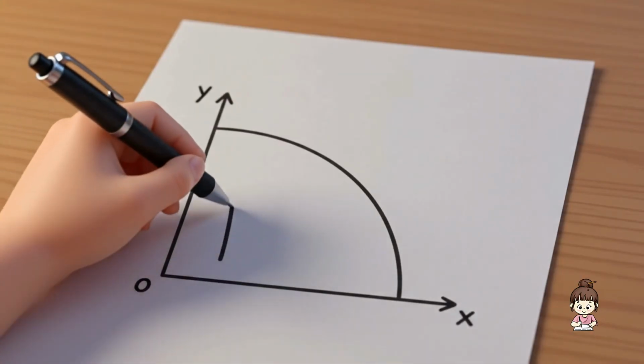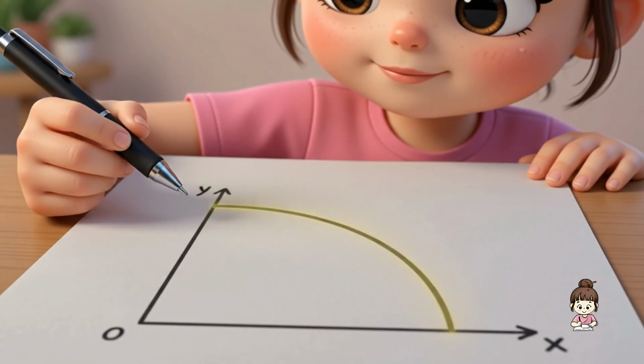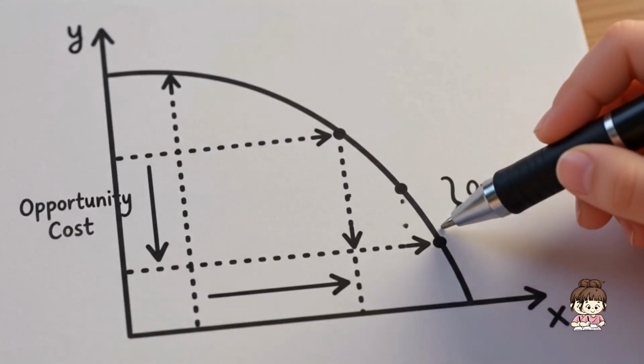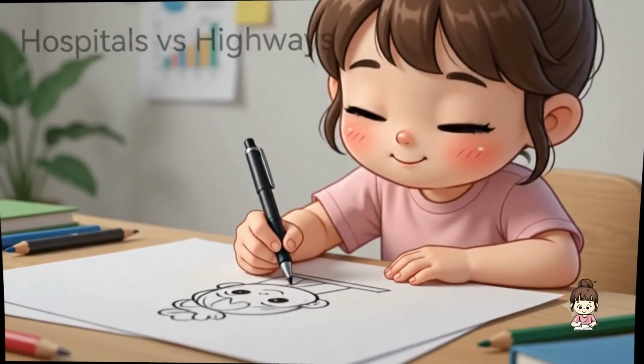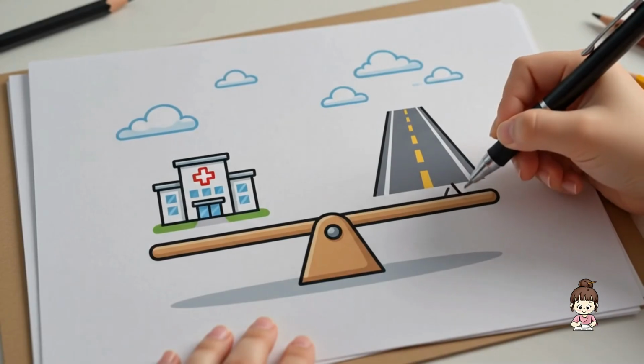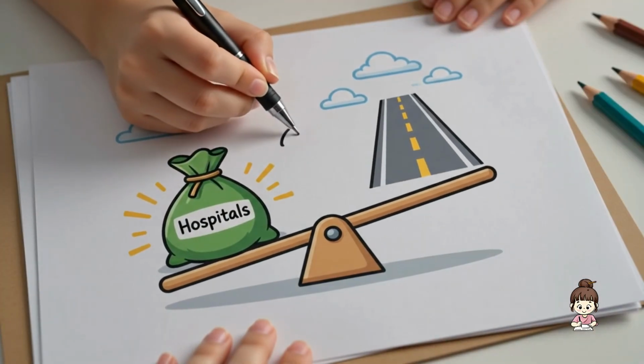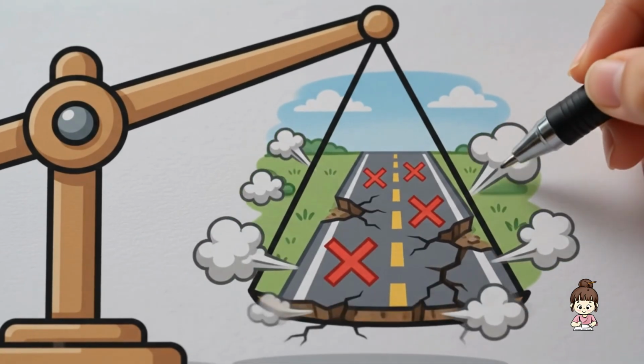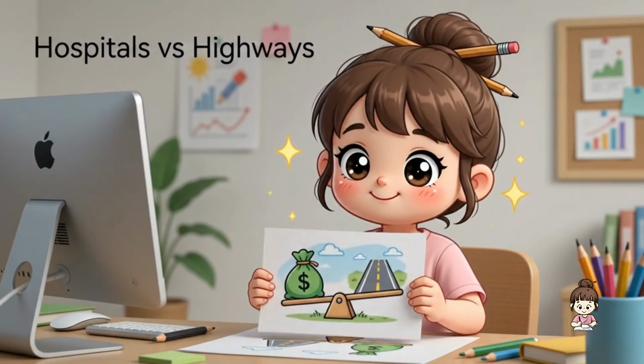This is also why the PPF curve is bowed outward. As production increases, opportunity cost usually becomes larger. Think about government spending. If more money goes toward hospitals, fewer resources remain for building highways.